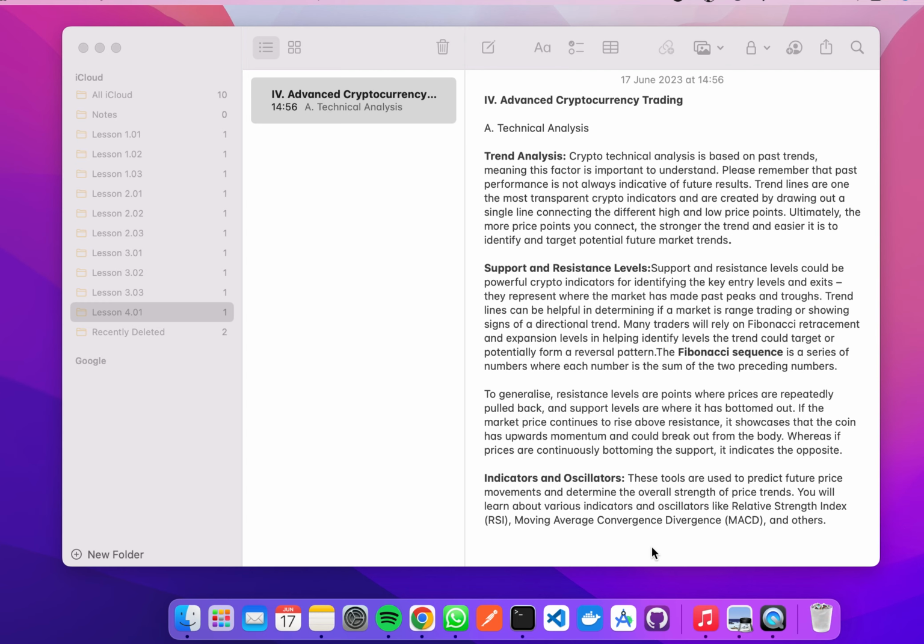Let's dive right in. Crypto technical analysis is based on past trends, meaning this factor is important to understand. Please remember that past performance is not always indicative of future results. Trend lines are one of the most transparent crypto indicators and are created by drawing a single line connecting the different high and low price levels or price points.